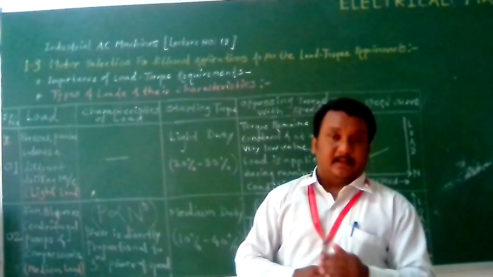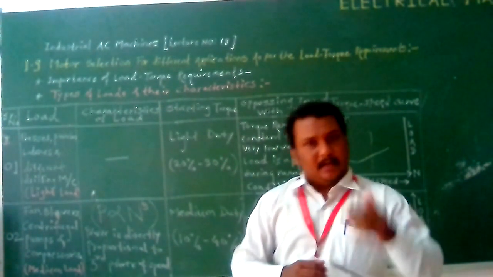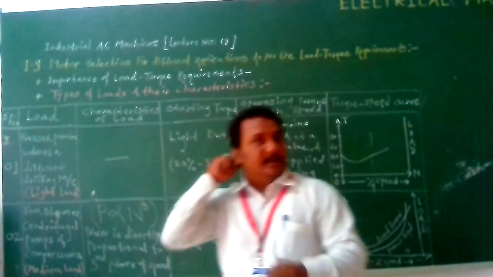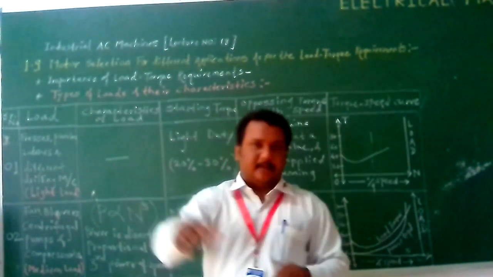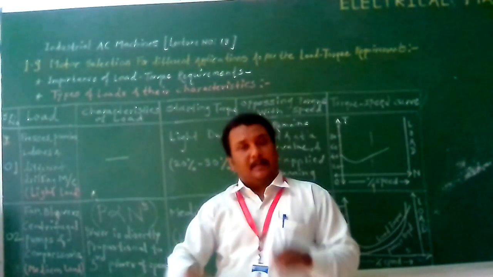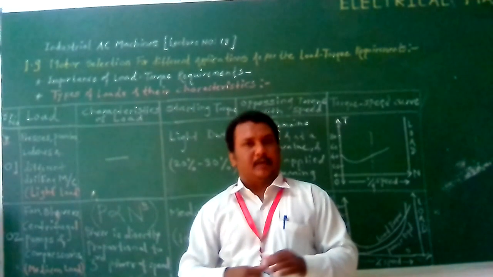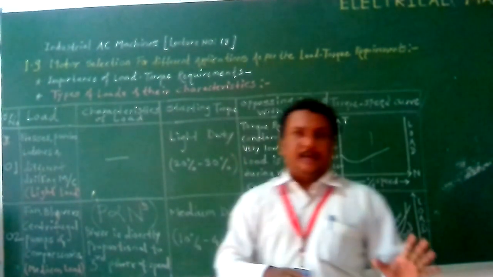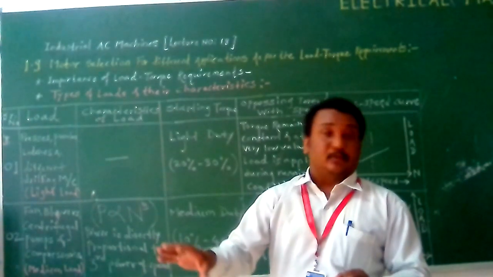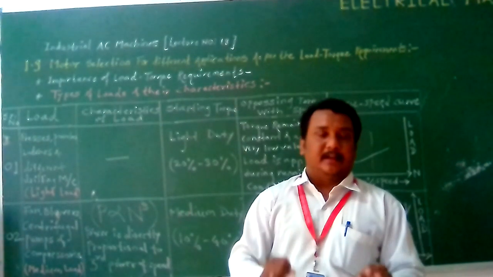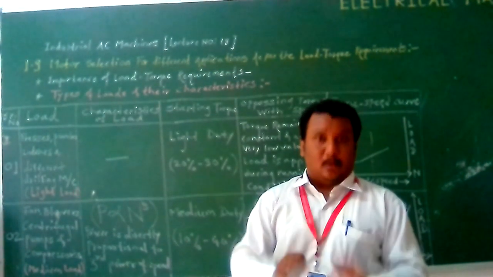Type number 3 is a heavy duty starting, meaning heavy load during the starting moment only, but the running condition might be different. It may be light load or medium load. But the fourth type is a heavy duty load, where starting is heavy and running load is also heavy, so the maximum torque is required in heavy duty loads.